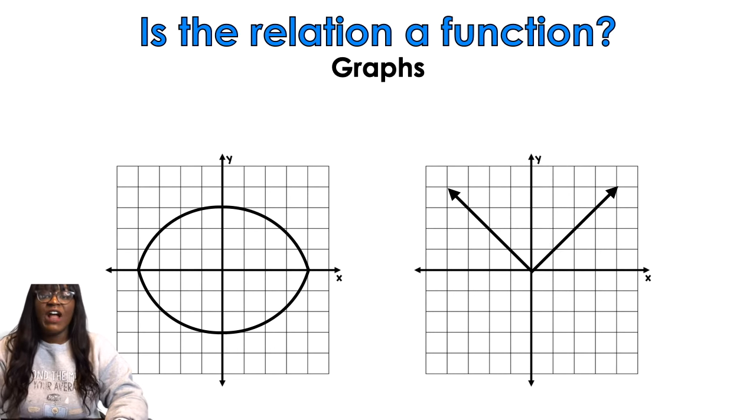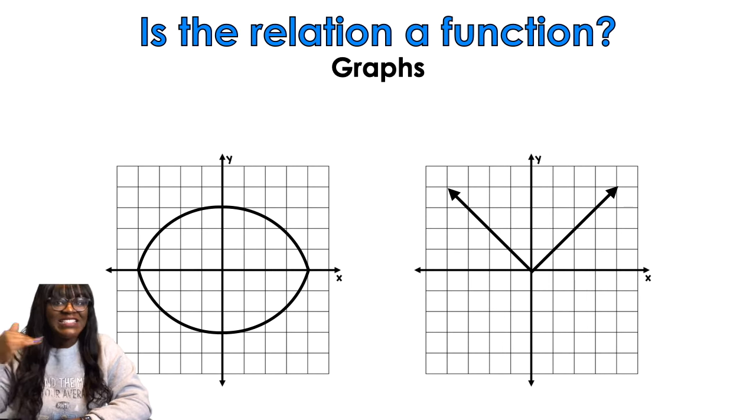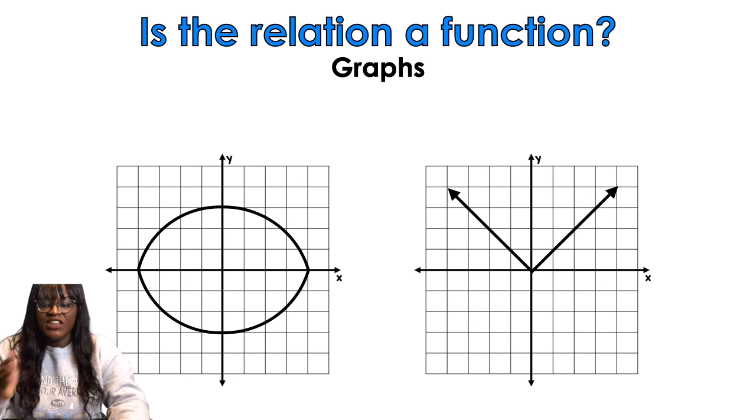So when we are finding a function using graphs, what you're going to look for first is something called the vertical line test. If a vertical line touches a graph at more than one point, that graph is not a function. So remember, we talked about repeated x values. You're always looking for repeating x values.